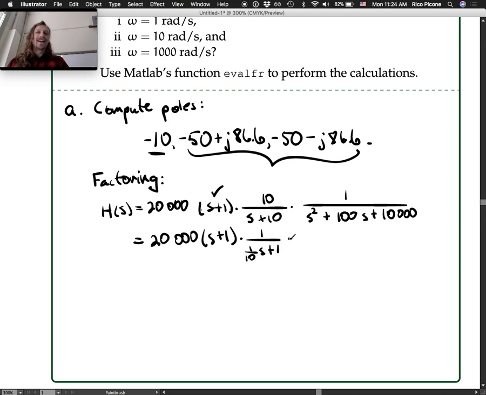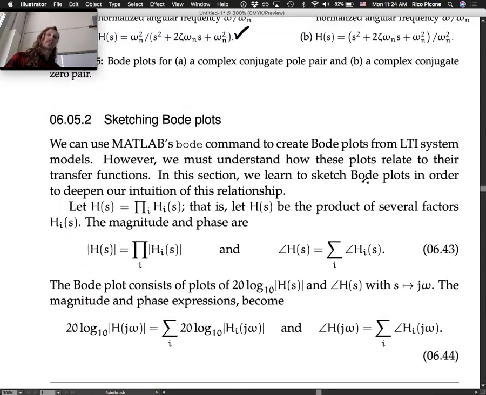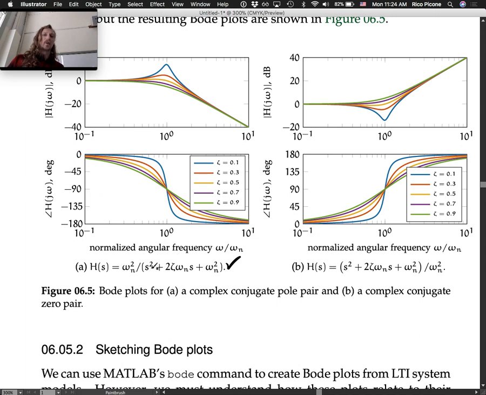All right. And then we need to do something to make this. So this guy right here, we know that it's going to be a complex conjugate pair. So we've got to go up and look at that standard form. And it's a pole, so we're looking at the left-hand column. This is the zero case, but we're in a pole case, so we're in the left-hand column. So we need it to look like this.